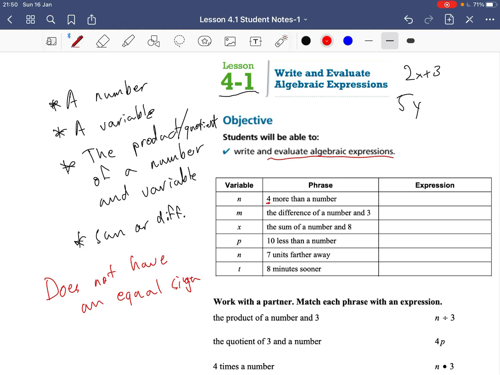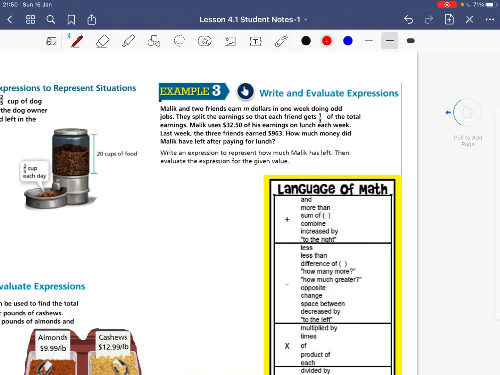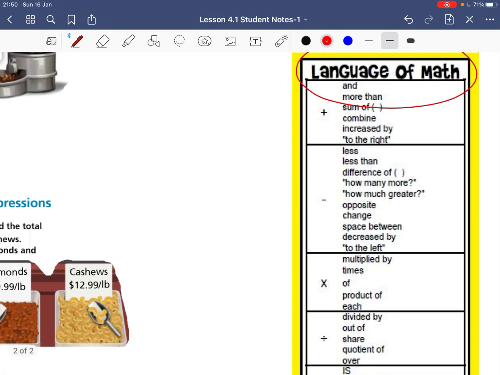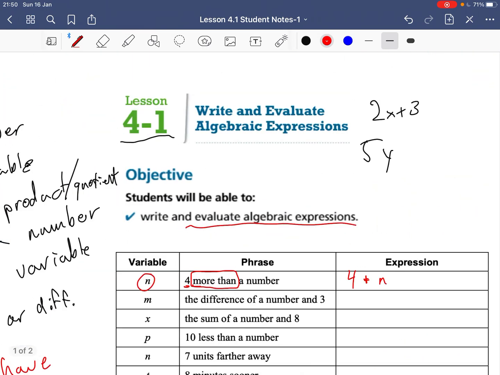So for more than: more than is plus, the more than a number, and we're talking about n. So for more than n. And if you're unsure what operation more than would be, here on the second page I've posted the language of math. You can refer to all of these here, okay? So more than, look, is right there, okay?